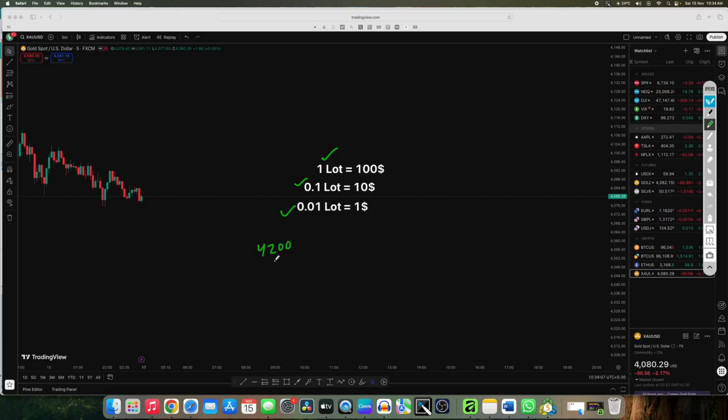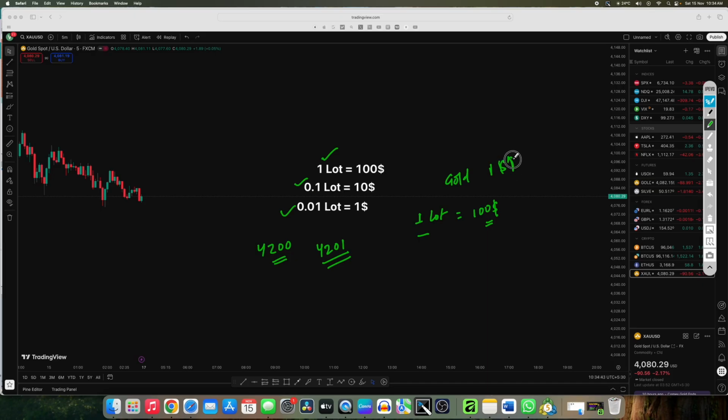It's running around 4,200. All right, you place the order at 4,200, right? And after that, the price moved to 4,201. It increased by $1. Now the question is, how much profit or loss will you see? So look, if you are trading with 1 lot, then for a 1 point, $1 movement in gold, you will see a $100 profit or loss. Got it. This means if you're trading with 1 lot and gold moves just $1 up or down, your PL will change by $100. Got it?